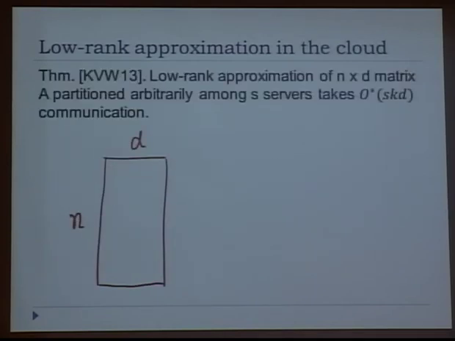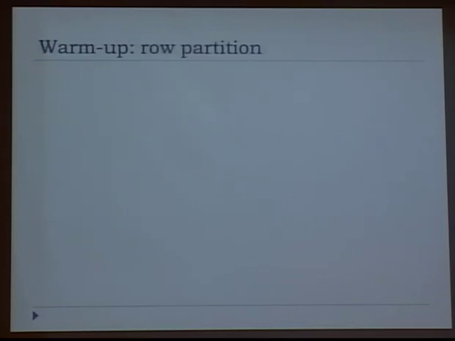Okay, now this is the theorem that you can actually do it for an n by d matrix with total communication that's only SKD. S is the number of servers, K is the rank, and D is the shorter dimension. So if it's an n by d matrix, you'll need SKD, but it's an arbitrary partition, not a row partition. We're back to an arbitrary partition of the data. And it seems that SKD might be a lower bound, but we haven't pinned that down completely. SKD might actually be a lower bound even in the cloud model. Okay, so I'll build up to this.